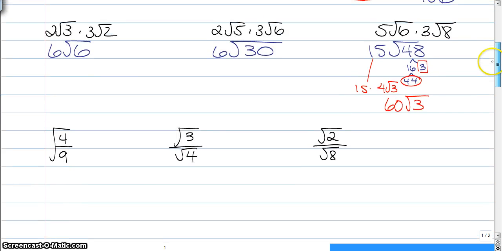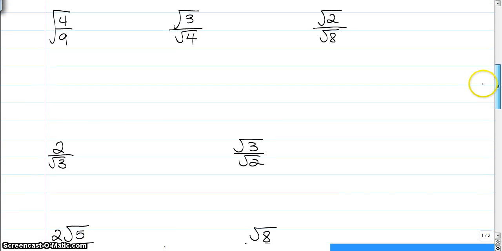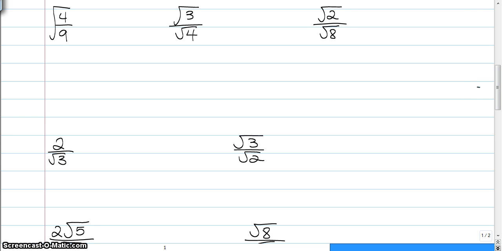Okay, and the last topic for radicals is division. So one of the things I will tell you, the square root of 4 over 9 is the exact same thing as the square root of 4 over the square root of 9. I actually like it better this way, and you'll see why in just a few minutes. So this one's easy. Square root of 4 is 2. Square root of 9 is 3. You're done, 2/3. Square root of 3 cannot be simplified, so you leave it as the square root of 3. But the square root of 4 is 2.